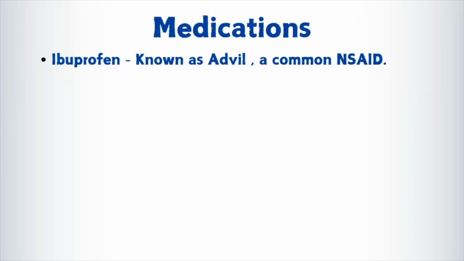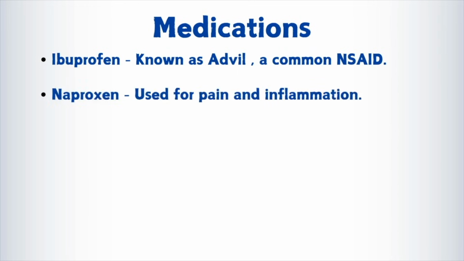Our first type of anti-inflammatory is ibuprofen. This is commonly known in the United States as Advil, a common NSAID. Naproxen is used for pain and inflammation.